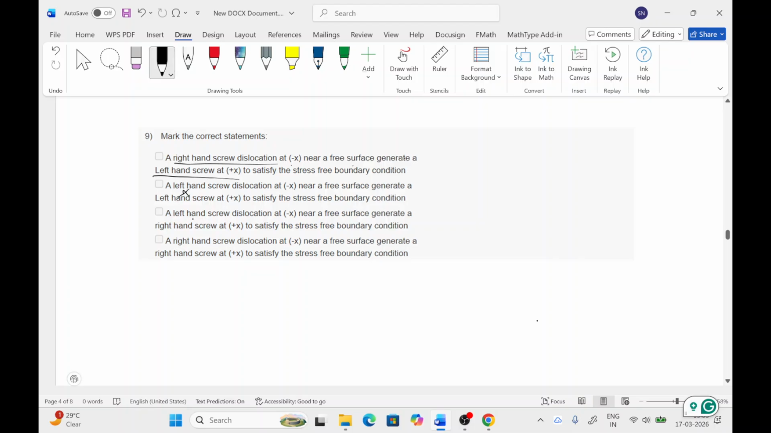The third option says a left hand screw dislocation at -x near a free surface generates a right hand screw. This is also correct, meaning a left hand screw makes a right hand screw dislocation. And the fourth option is also, sorry, incorrect, because it says both right and left hand is true. So the first and third options are correct.